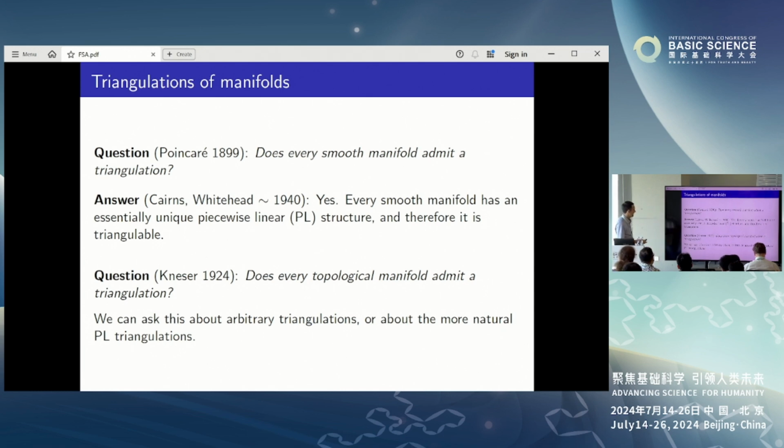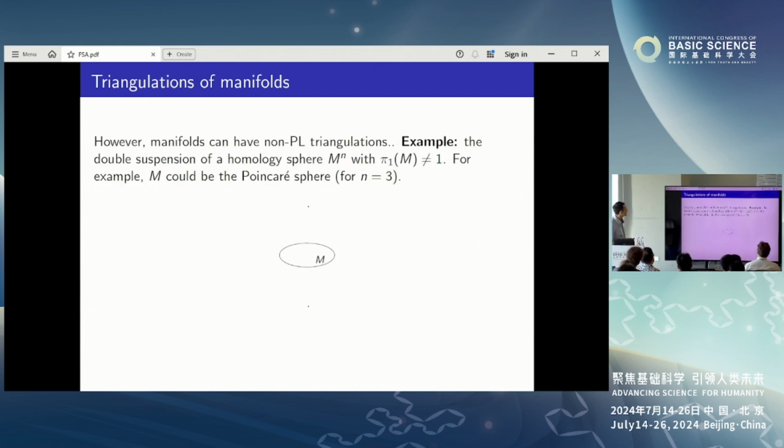Okay, and there are two variants of the question. You can ask, do they have any triangulation? Or you can ask something stronger, do they have PL triangulations? It's not immediately clear that manifolds can have non-PL triangulations, but they can. So here's an example. You need to start with a homology sphere with non-trivial fundamental group, like the Poincaré sphere. It's a famous example.